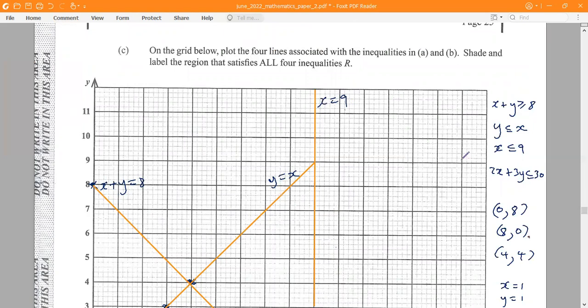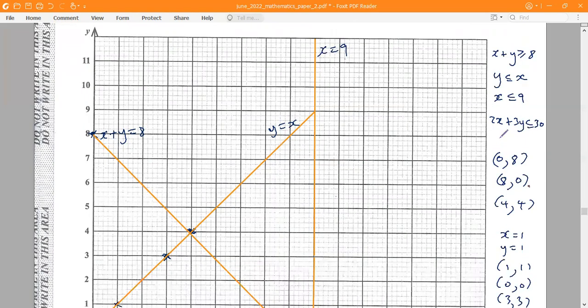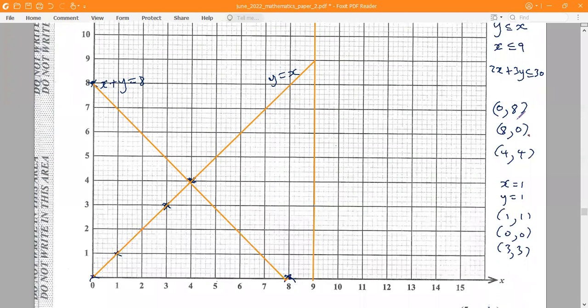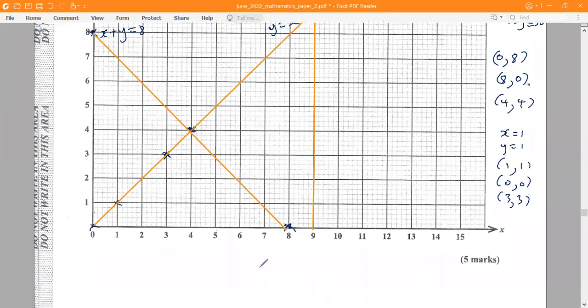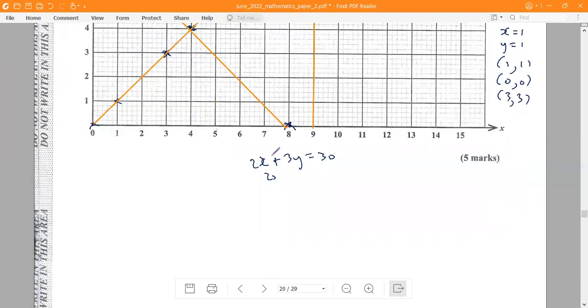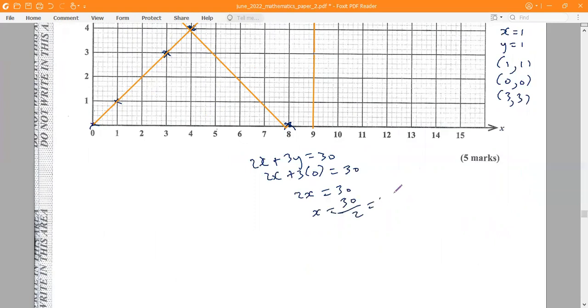Now we want to get 2x plus 3y is less than or equal to 30. So when y is equal to 0, x will be equal to 15 for that one. All right, so if we have 2x plus 3y equals 30, we substitute y equals 0. And that will give us 2x equals 30, and x will be 30 divided by 2, which is 15, which will give us the point 15, 0 as a point on the line.